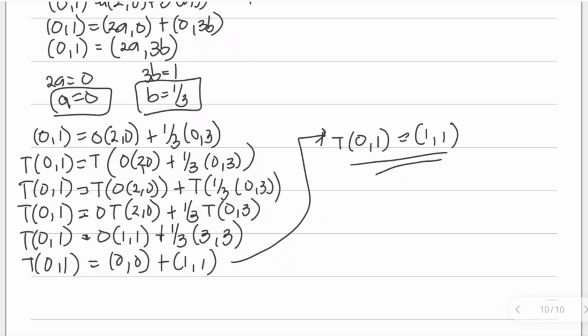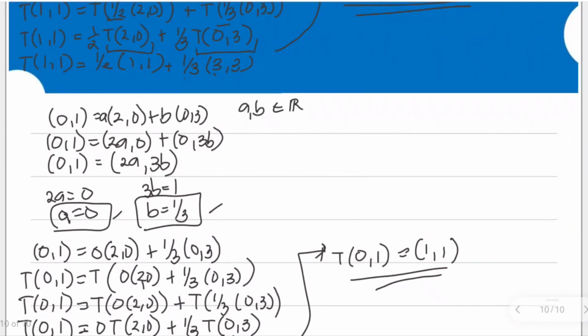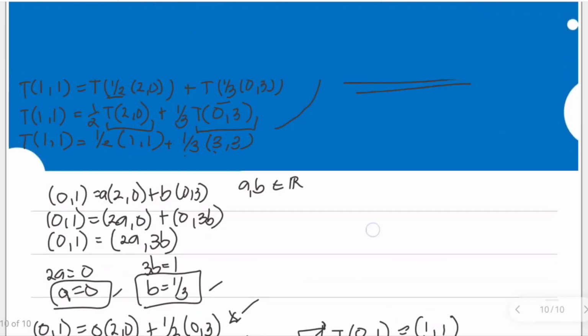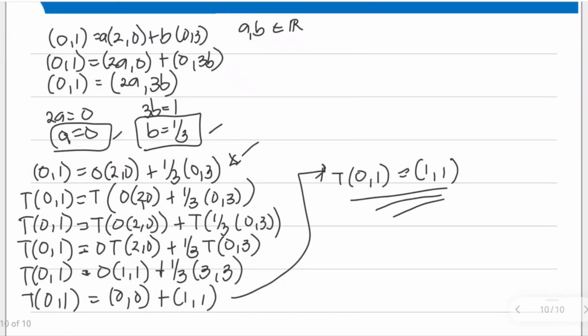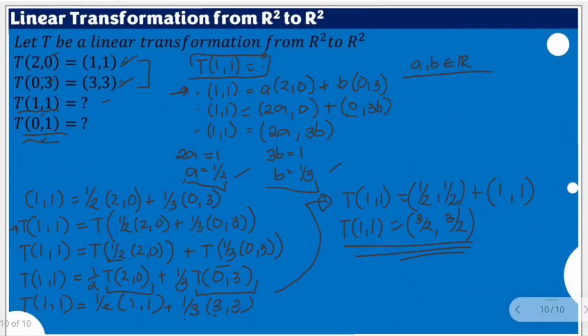Again, these were all made possible by first solving for the constants a and b, which could satisfy this linear combination here, as well as in this given example. We're done solving for a and b. And then once we take the linear transformation of the vector here, apply the concept of linear transformation with the sum and the constants. So for you to be able to get the values here, (3/2, 3/2), and here (1, 1). Thank you very much for watching.